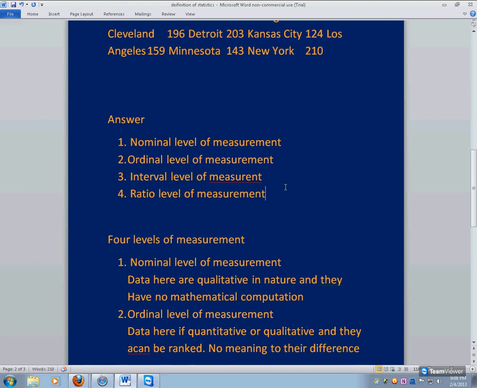That completes our tutorials on levels of measurement. In the next tutorials, we're going to take a different look at certain components of statistics.